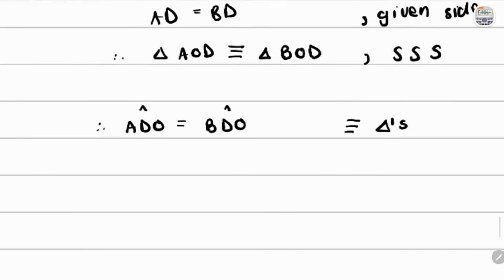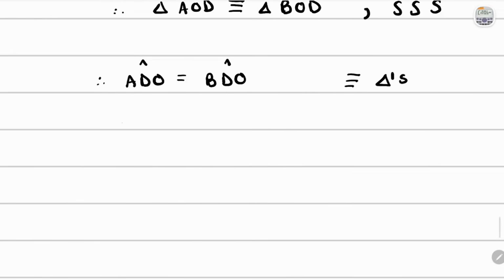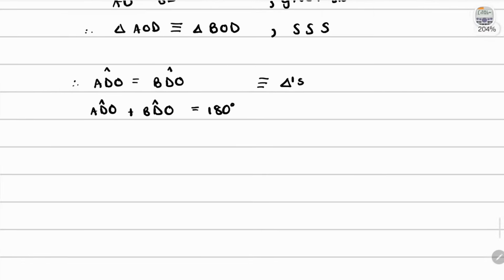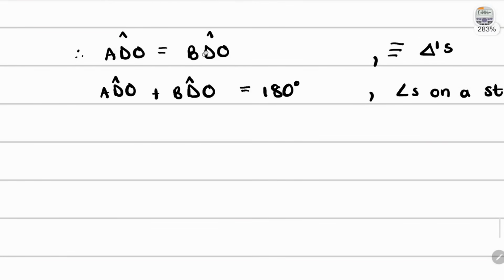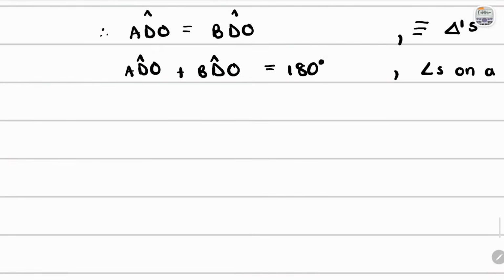Okay, so that is the idea behind it. We can tell them that angle ADO plus angle BDO add up to 180 degrees because they are angles on a straight line. And because we know that they're exactly the same, look at what we can do. We can update this equation. So we can go ADO plus, and in place of BDO, we can replace that with ADO since they're exactly the same. It's equal to 180 degrees.